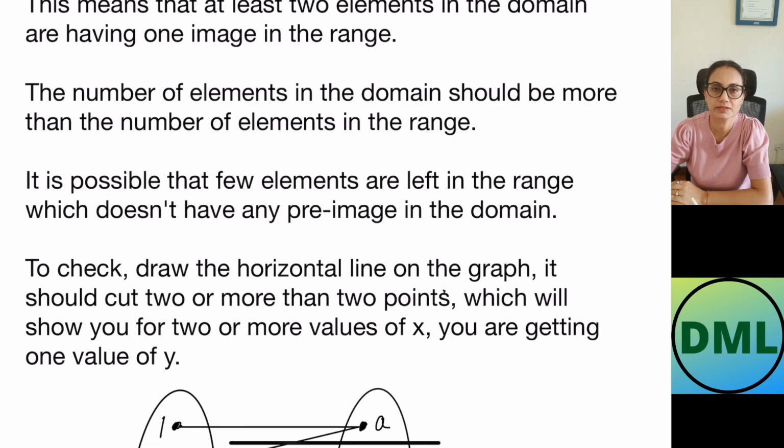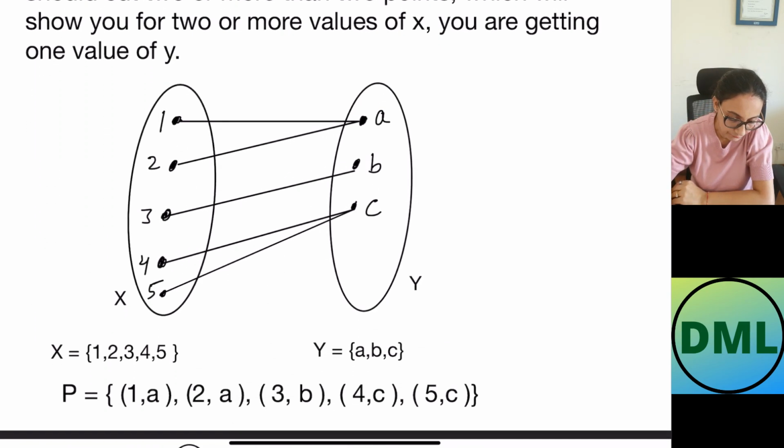Let's understand this with some mappings here. If you have the two sets x and y, x is containing the elements 1, 2, 3, 4 and 5. The set y has elements a, b and c. If you have the mapping that 1 maps to a, 2 maps to a also. Here 3 maps to b, 4 maps to c as well as 5 maps to c. So we can write down the set as 1a, 2a, 3b, 4c and 5c.